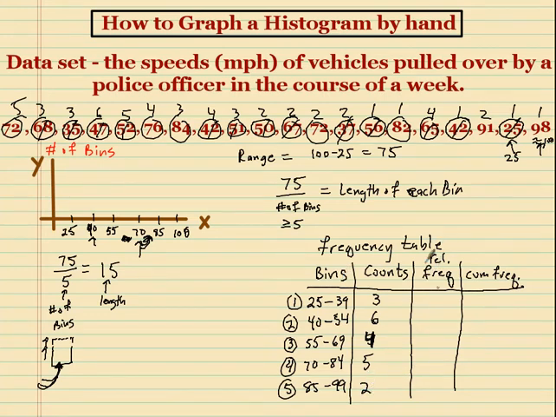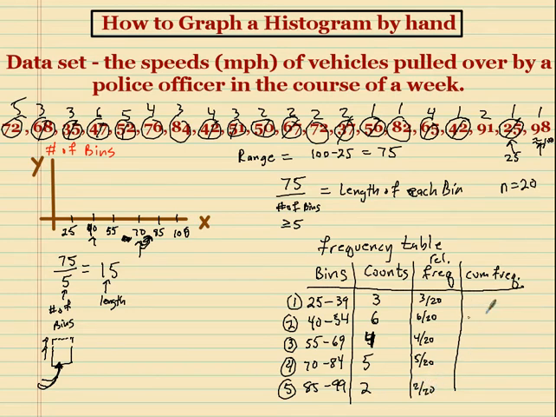Okay. And the relative frequency is basically just the percent or the fraction of how often each bin happens over the whole. So I have 20 data points, so n is 20, so this would be 3 over 20, 6 over 20, 4 over 20, 5 over 20, and 2 over 20.